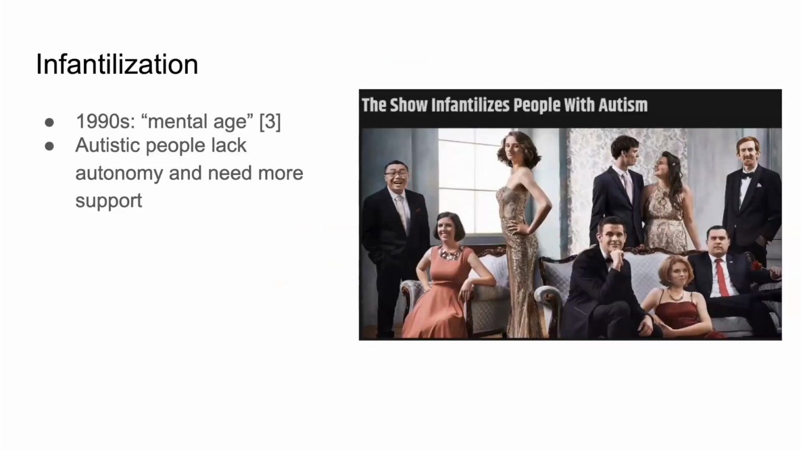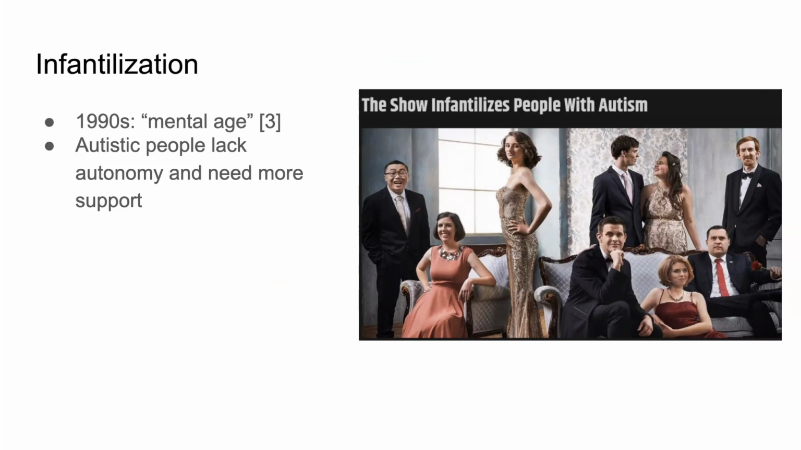And we see the same kind of essentialism with infantilization. In the 1990s, our view of autism was basically that autistic adults have a lower mental age than their physical age. So they're younger mentally and older physically. So autistic people lack autonomy and need more support was kind of the stereotype that we created.